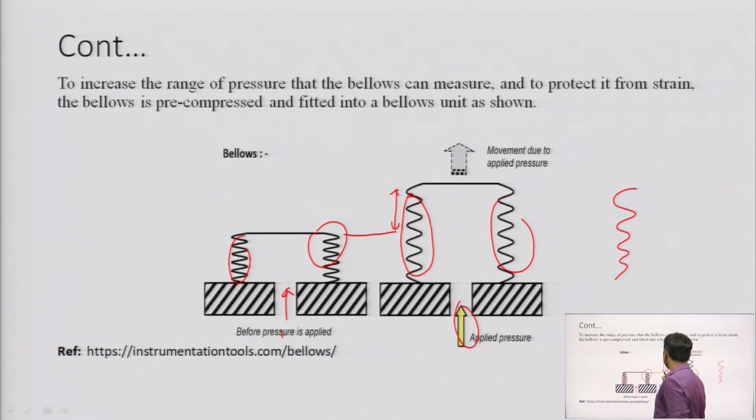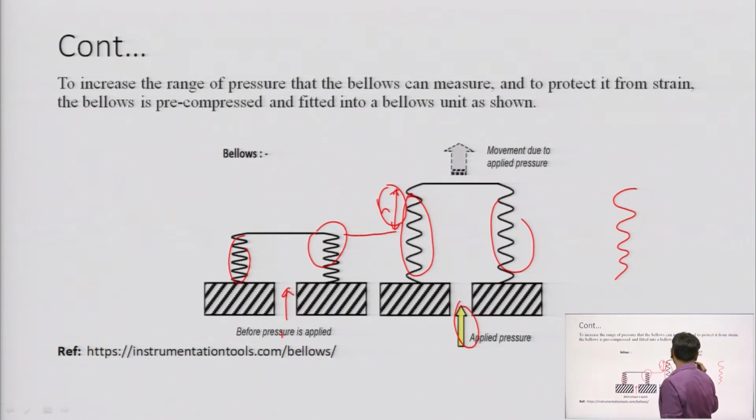This is the height that can be gained with the help of the applied pressure. This is the height gained by applying this pressure, and that height is caused by the displacement of each disc in the bellows. So that is the overall displacement caused by the applied pressure.